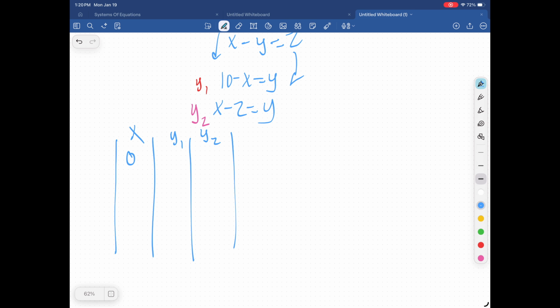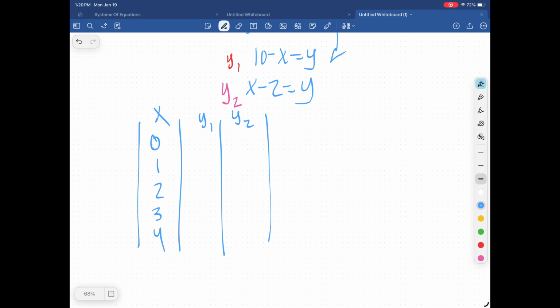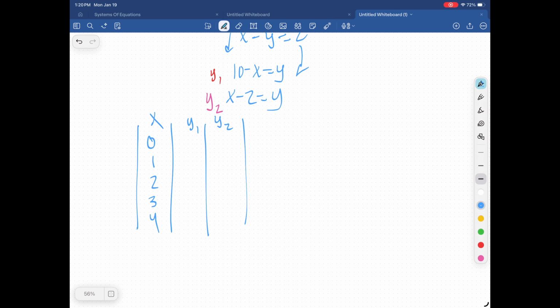Okay, so we're going to do 0, 1, 2, 3, 4. At least do 5 values in my eyes, so you can get a good grasp of what is the right answer. Okay, so we're going to keep these in mind. So let's do all of y1 first, all of y1.